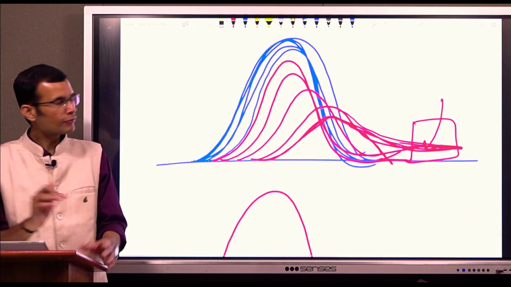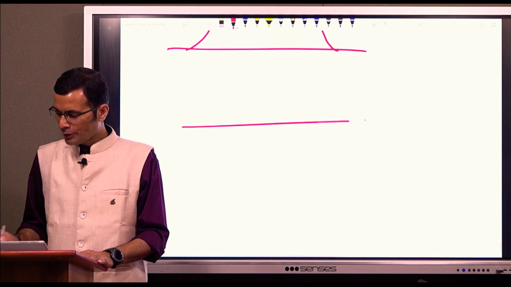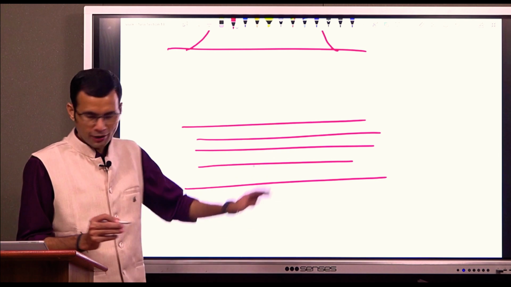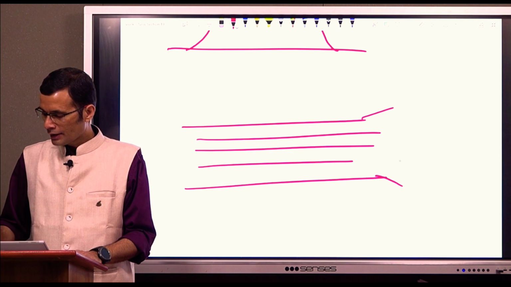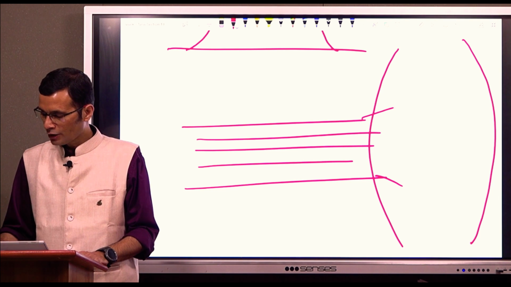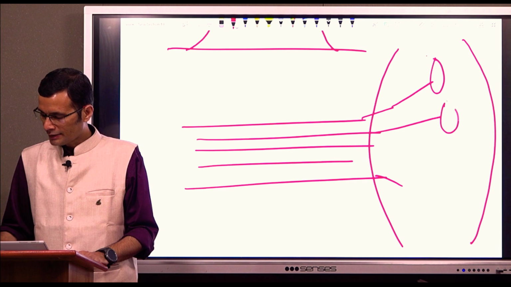What is the explanation for fatigue? Look, if you go on stimulating the muscle continuously, repeatedly, one after the other, this is a nerve trunk and this is the muscle that it supplies. These are the nerve fibers and these are the muscle fibers, let's say.